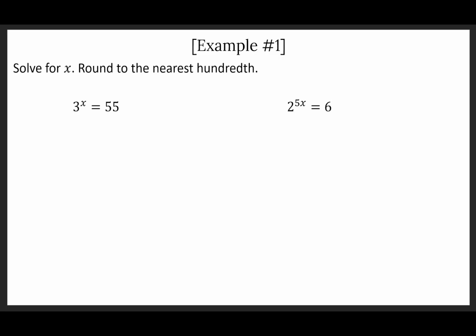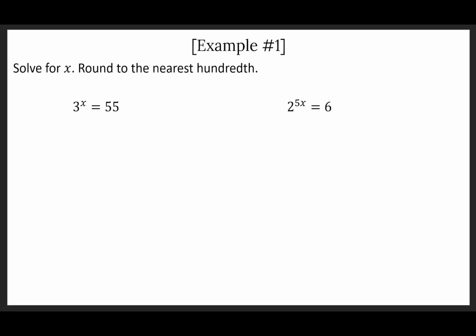Solve for x, round to the nearest hundredth. X on these questions is up in an exponent, and in order to access that exponent, you have to use a log to make the base be detached from it, and then you can get rid of what you don't want. On the first one, 3 to the x equals 55.